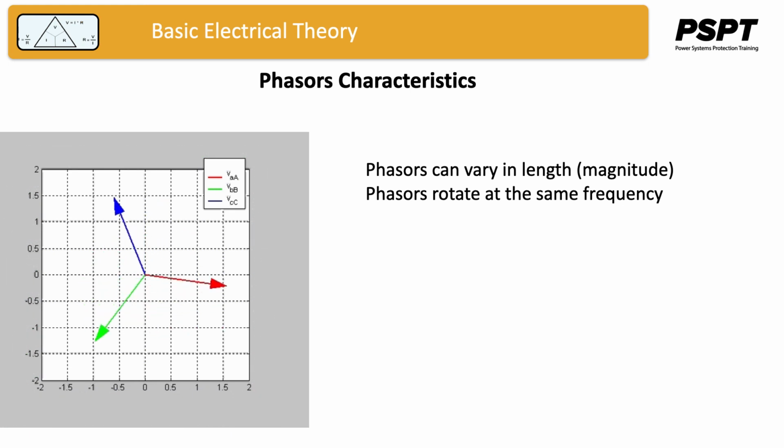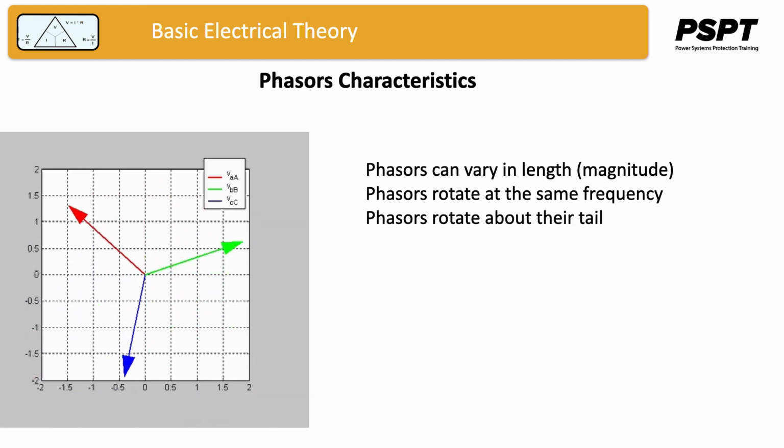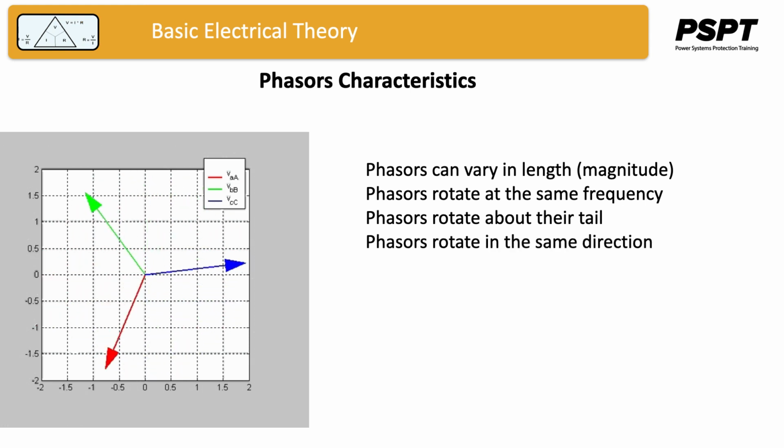Phasors rotate about their tail. In other words, a phasor is represented by an arrow, and it is rotating about its tail. All the phasors in the system rotate in the same direction. The standard that is usually adopted is counterclockwise.